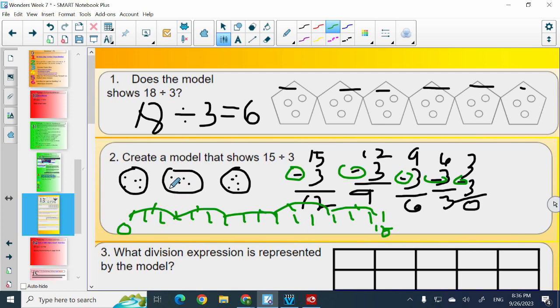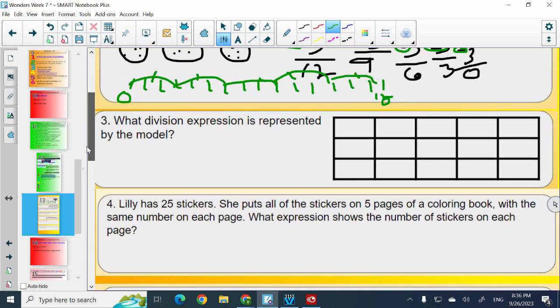And then finally, we could have used an array. This number tells us we need 3 rows. So we go 1, 2, 3, and then we just keep filling it in until we get to 15. 4, 5, 6, 7, 8, 9, 10, 11, 12, 13, 14, 15, and our answer would be how many columns we've got. 1, 2, 3, 4, 5. So those are the 4 different models. All right, let's go to the next one.